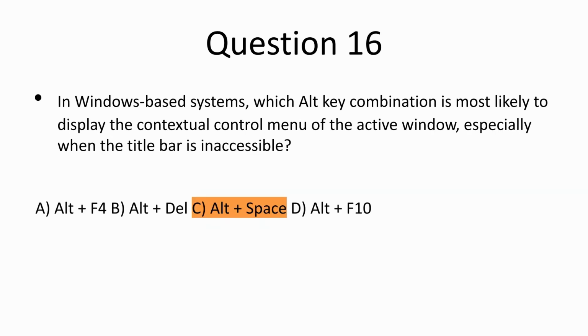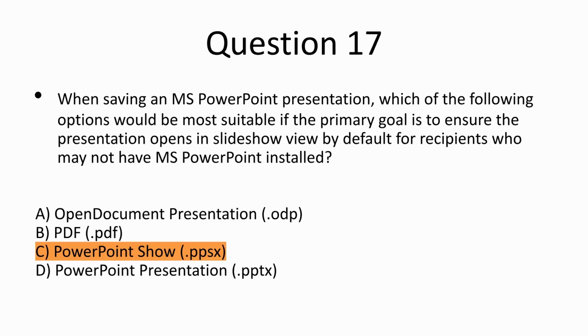Question 16. In Windows, which Alt key combination displays the contextual control menu of the active window? The answer is C. Alt plus space. Question 17. Which option is best to ensure an MS PowerPoint presentation opens in slideshow view by default for recipients without PowerPoint? C. PowerPoint Show, PPSX.